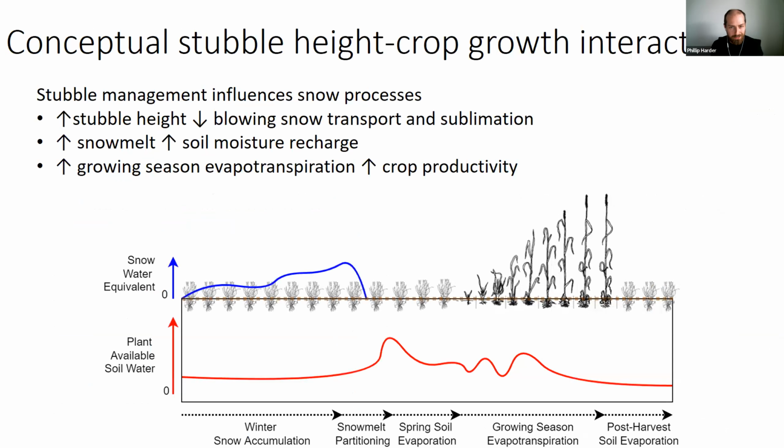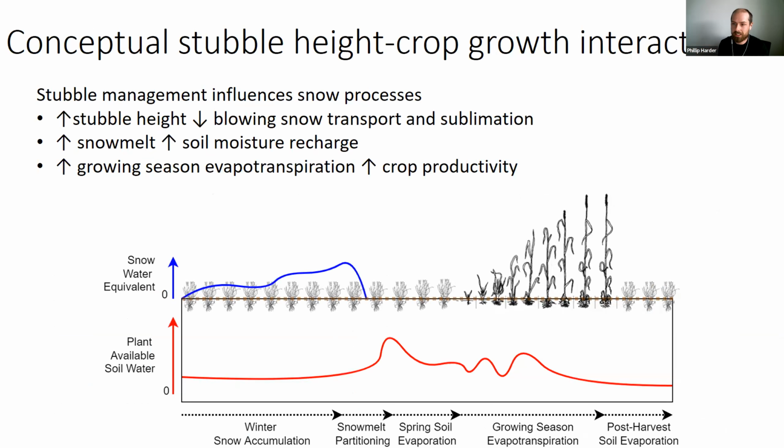Because we need to have confidence that the water we put into our model will generate the appropriate yield or biomass response. And so with this framework set up, we can start asking the question, what about a stubble height crop growth interaction can we quantify?